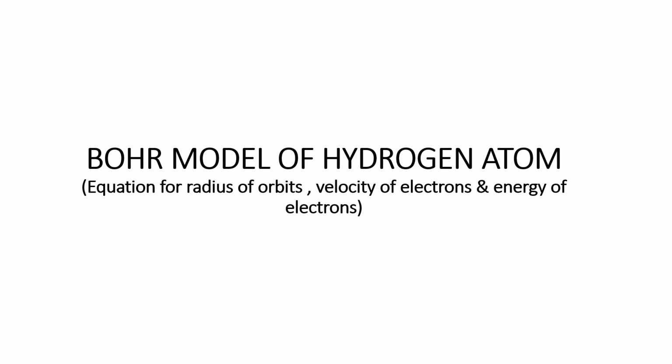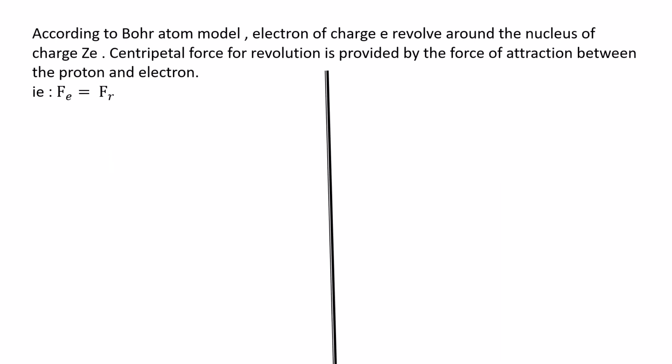Bohr model of hydrogen atom: equation for radius of orbits, velocity of electrons, and energy of electrons. According to Bohr atom model, an electron of charge e revolves around the nucleus of charge Ze, where Z is the atomic number.